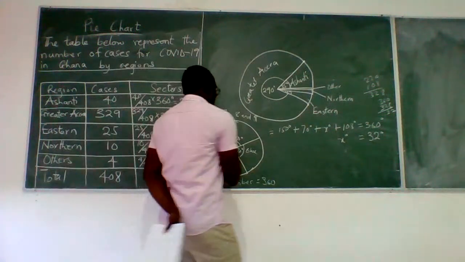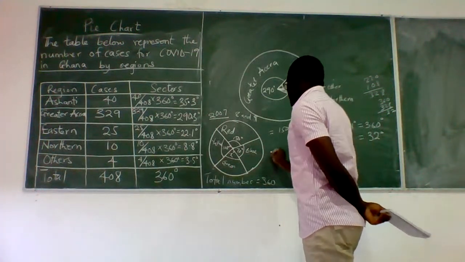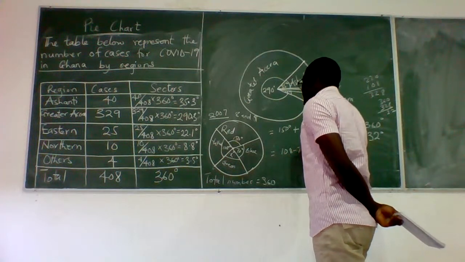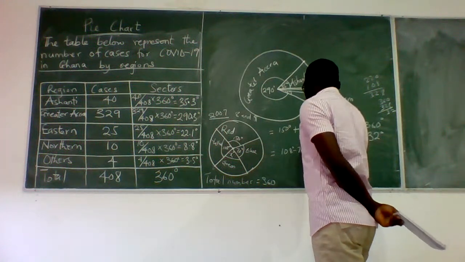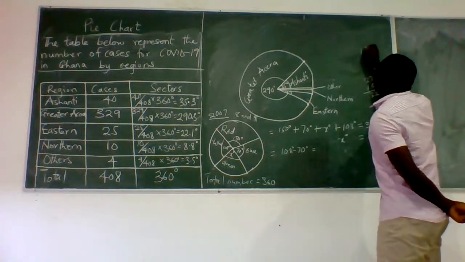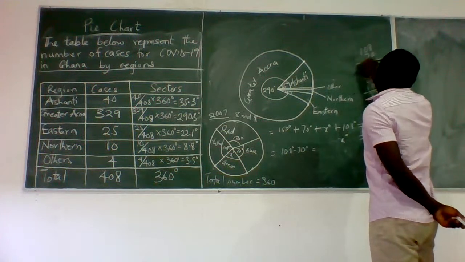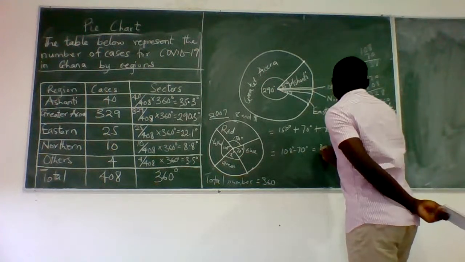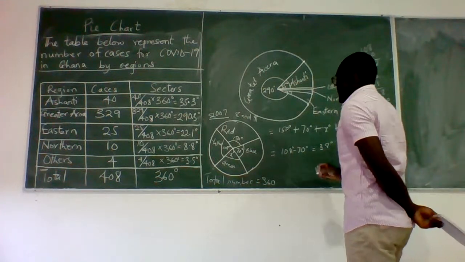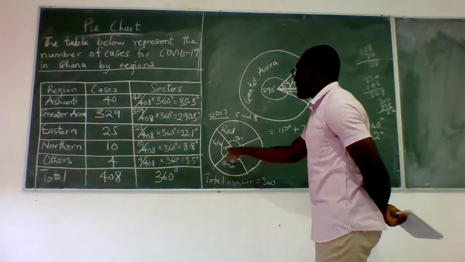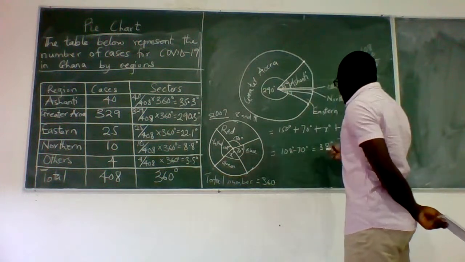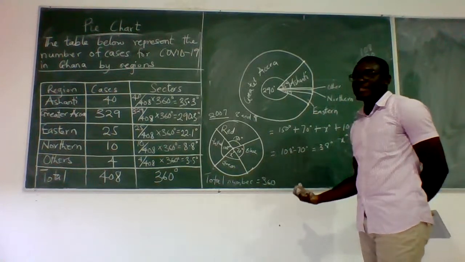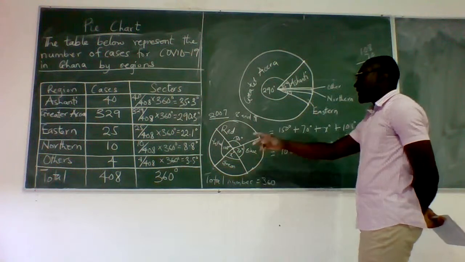So the angle difference, or the fraction difference, should give us 108 minus 70. This should give us 38 degrees. So now this is the difference that we have between these two. But this is in angles, and we are looking for a number. This time we are looking for a statistic, a number. How many more people are here than there?